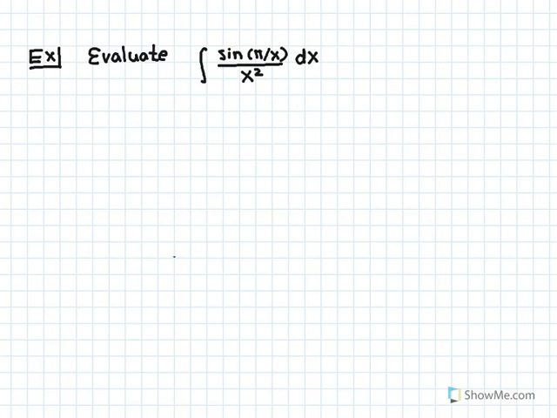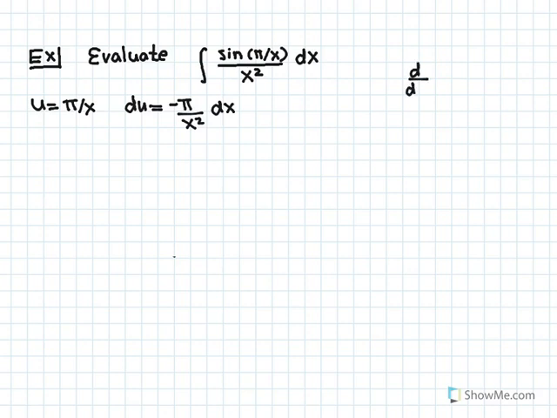Alright, let's look at another question. Here we have the integral of sine of pi over x divided by x squared, integrated with respect to x. We're going to let u be equal to the inside function as usual. U is pi over x. Du is equal to minus pi over x squared dx. I've applied a shortcut here, so let's show that.